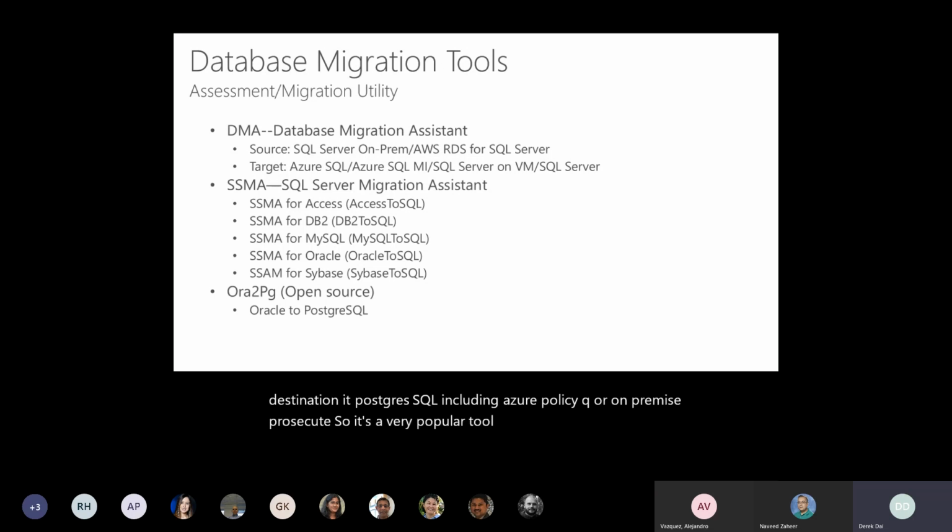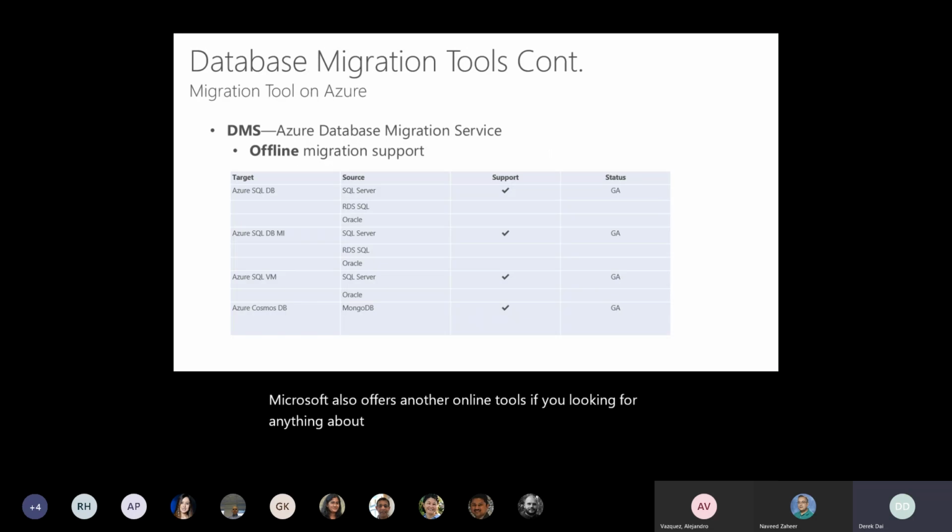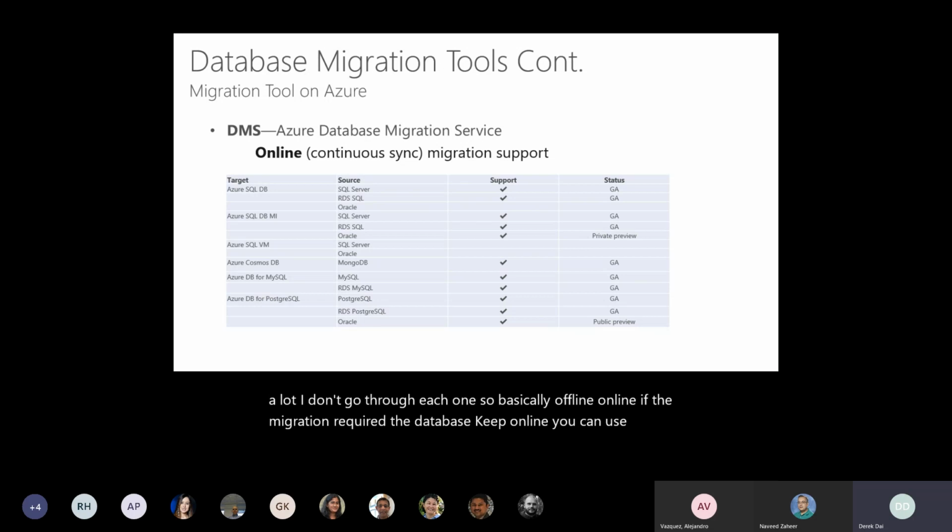In addition to these 3 tools, Microsoft also offers another online tool. If you're looking for anything about Azure service, there is a tool called DMS, Azure Database Migration Service. It has 2 usages, basically offline and online. The offline mode covers targets and sources, whether it's GA status or not. So it supports a lot. I won't go through each one. If the migration requires the database to stay online, you can use the DMS online mode. It supports Oracle, SQL Server, RDS, and more than that, actually. So that's DMS.